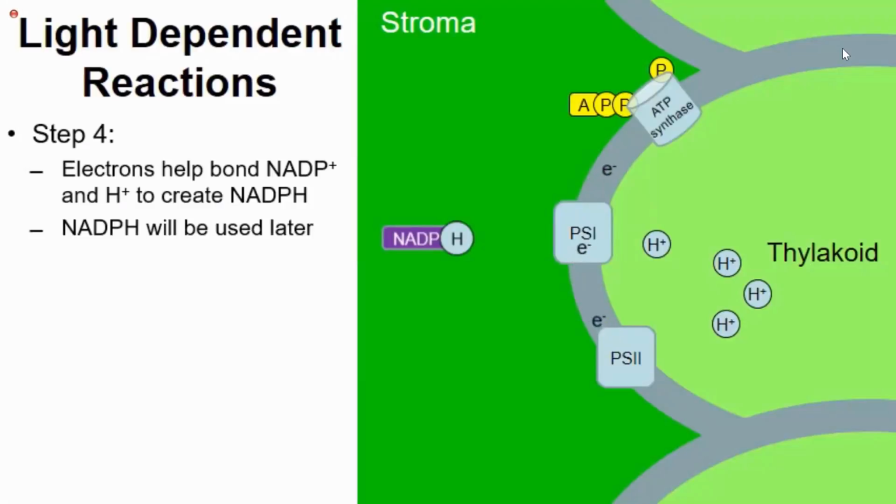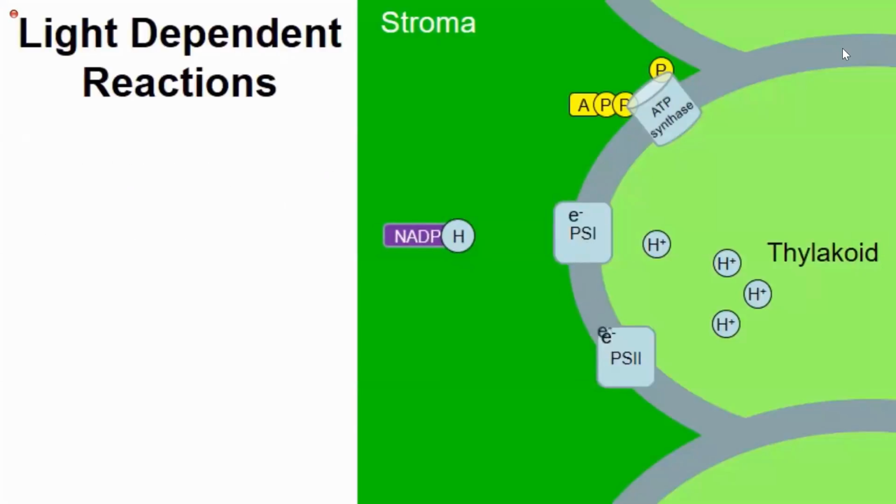We'll come back to it in a little bit, but it's really important that NADPH was just created. So at this stage, hydrogen is really beginning to accumulate inside the thylakoid from the breaking of water, and from the electron transport chain pulling in hydrogens from the outside. So by now, there's a really large concentration of hydrogens inside the thylakoid.